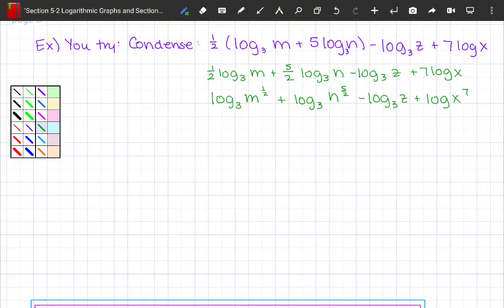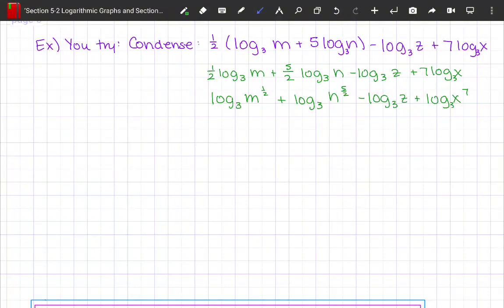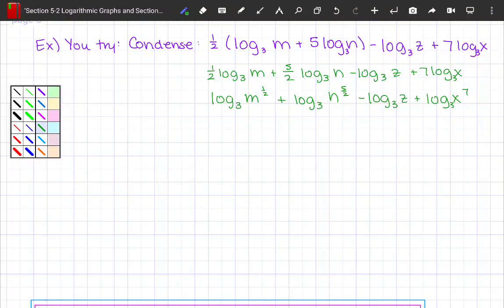So now, whoops, I didn't mean to trick you like this. There should be a base 3 right there. Let's give a base 3. That does bring up a good point, though. If you do not have the same bases, you cannot condense. And there's no shortcut. There's nothing you can do. You just leave it separated.